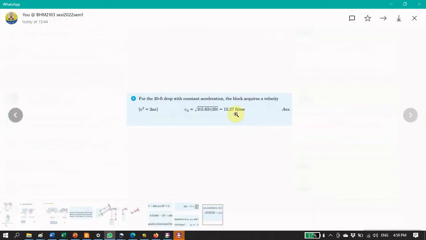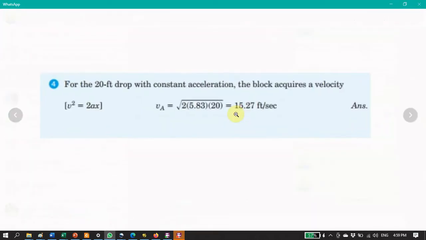Right. So this is how we can obtain the velocity of the concrete block as it touches the ground. Right. It's not zero. It has a certain velocity. This one is immediately before it comes to rest. Right. So the concrete block travels about 20 feet downwards.